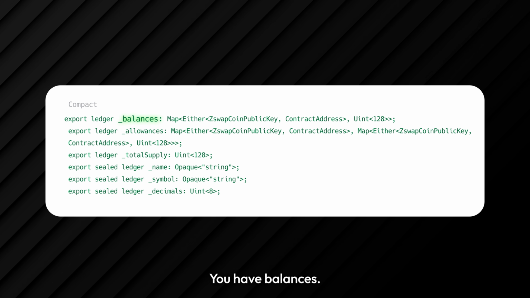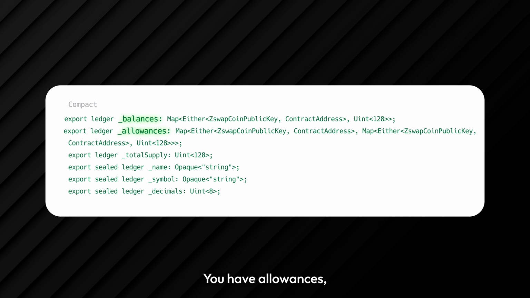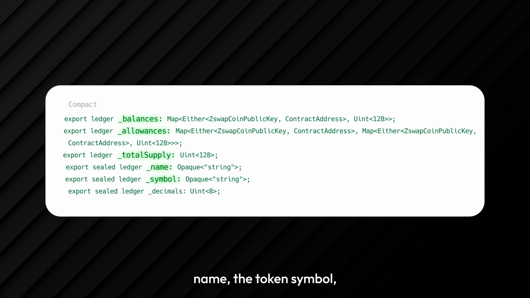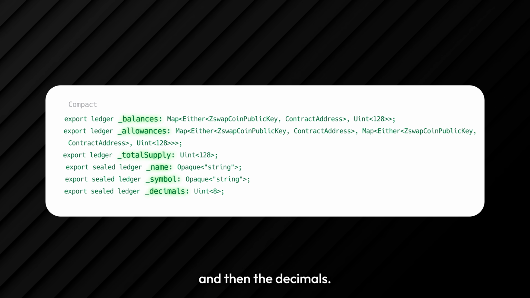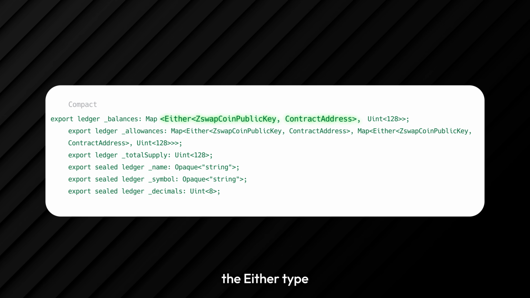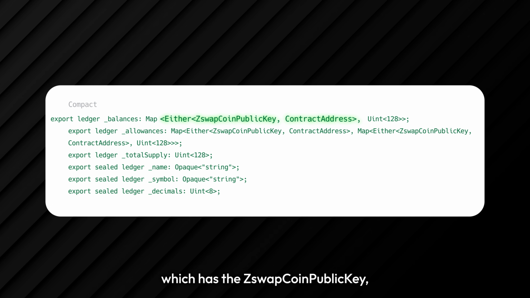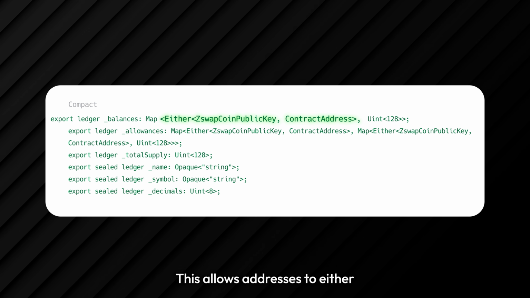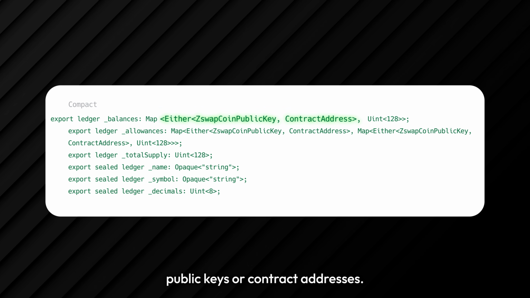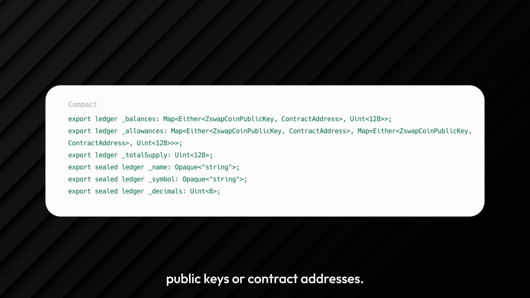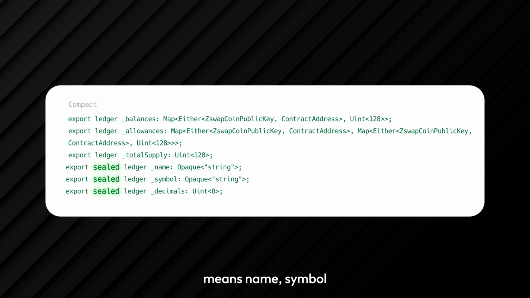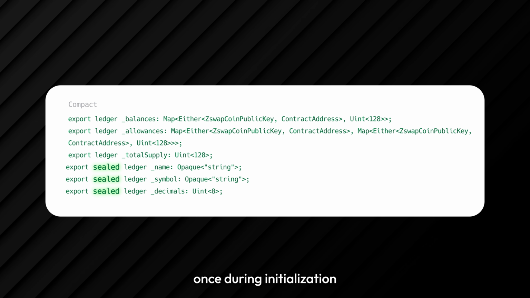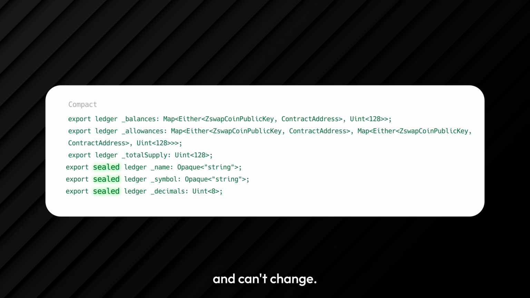You have balances, you have allowances, you have the total supply, then you have the token name, the token symbol, and then the decimals. If you take a closer look, you notice the Either type, which has the ZswapCoinPublicKey and then the contract address. This allows addresses to either be user public keys or contract addresses. The sealed keyword means name, symbol, and the decimals are set once during initialization and can't change.